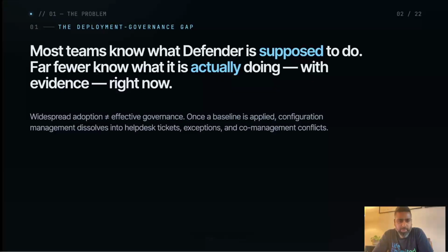Here's the gap that motivated the whole project. Most security teams I talk to can tell you in detail what their endpoint protection is supposed to do. They have a baseline, they have a CIS document, they have an Intune profile. Far fewer of them can tell you with evidence what the endpoint protection is actually doing right now on the fleet, and whether the gap between those two things is growing or shrinking over the last 90 days. That gap between the intended state and the observed state is the entire topic of this talk.